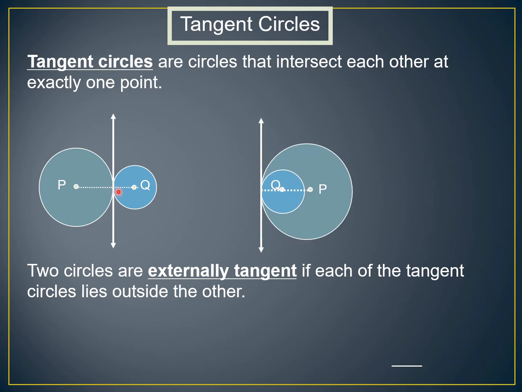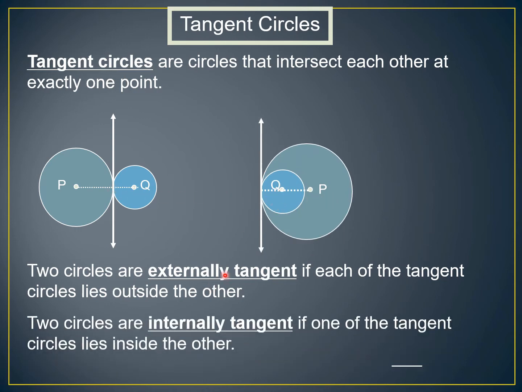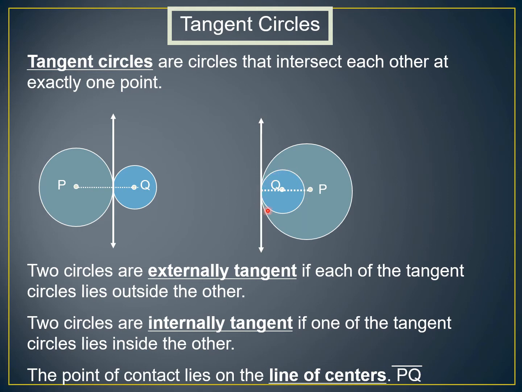Yung isang case naman, here we have circle Q and circle P. This is what we call two circles that are internally tangent. They are internally tangent if one of the tangent circles lies inside the circle. So, kung mapapansin natin, itong circle Q nasa loob ni circle P. Pero, nag-intersect sila at exactly one point. Ayan, meron silang intersection dito sa point na to. So, since si circle Q ay nasa loob ni circle P, they are internally tangent.